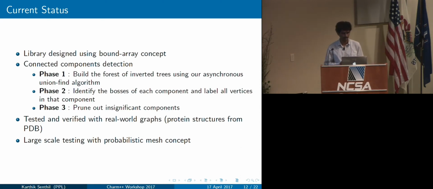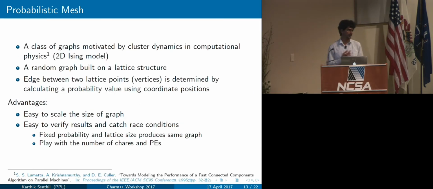And we are also performing large-scale testing as I speak on various supercomputers with the probabilistic mesh concept. Probabilistic mesh is an idea borrowed from cluster dynamics and computational physics. The idea is to build a random graph on an underlying lattice structure. Each point in your lattice represents a vertex, and an edge exists between two lattice points based on a probability. This probability value is calculated based on the lattice point's coordinates, and if this probability is greater than a threshold, you say that an edge exists between these two lattice points.